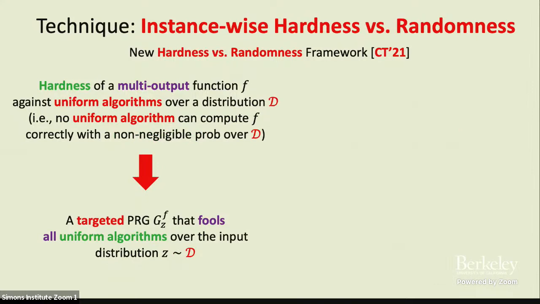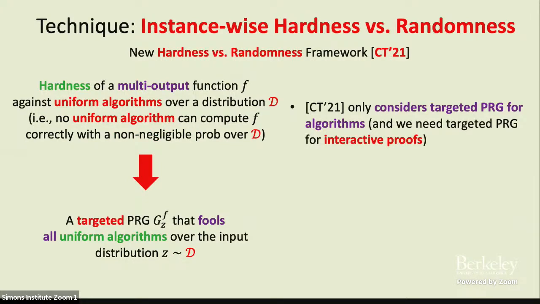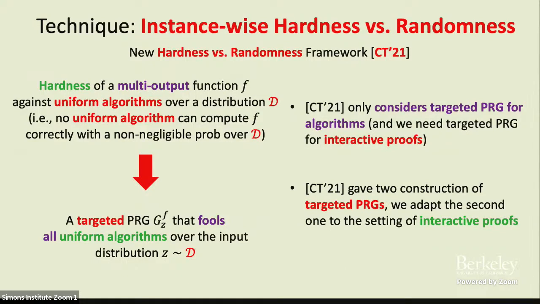So the original paper only considers targeted PRGs for uniform algorithms. But we really need targeted PRGs that fool interactive proofs. So we need to adapt one of their constructions, or one of our constructions, to the setting of interactive proofs. What was this maximum over all prover messages? So you need the targeted PRG for that kind of setting. Yes, so you need a stronger hardness assumption. But the key is that you can have an instance-wise transformation between hardness and randomness.